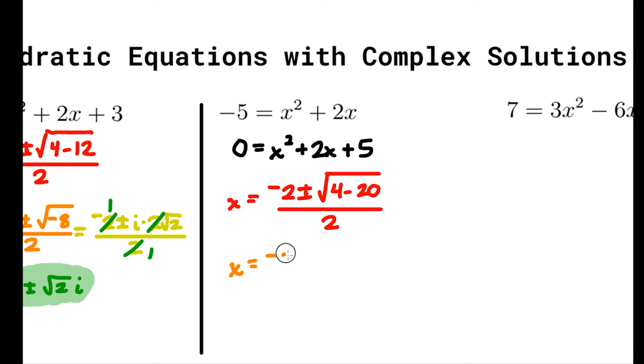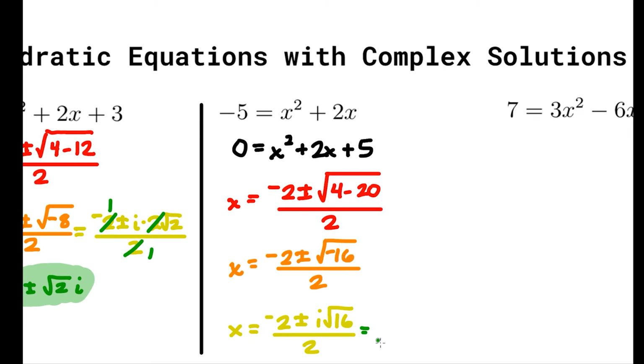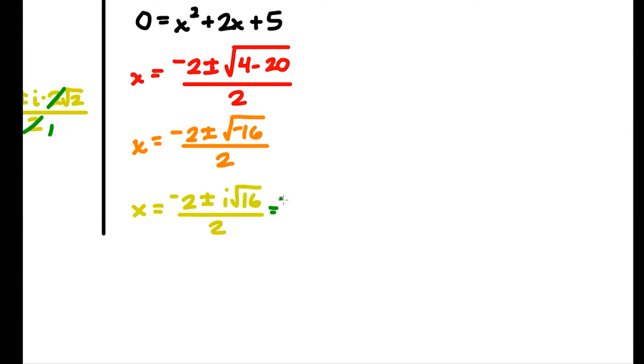From here, it's going to be negative 2 plus or minus the square root of negative 16. All of this is divided by 2. Then I'm going to simplify that radical. So it's going to be negative 2 plus or minus i times the square root of 16 all over 2. This is going to simplify to negative 2 plus or minus 4i all over 2, and then if you divide the top and the bottom by 2, you're going to have negative 1 plus or minus 2i for your final answer.